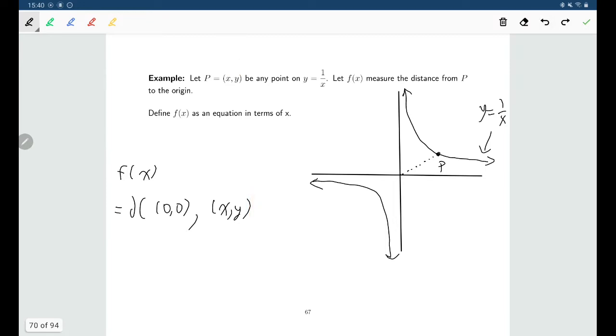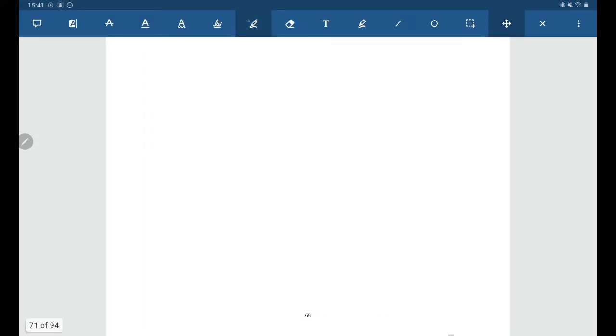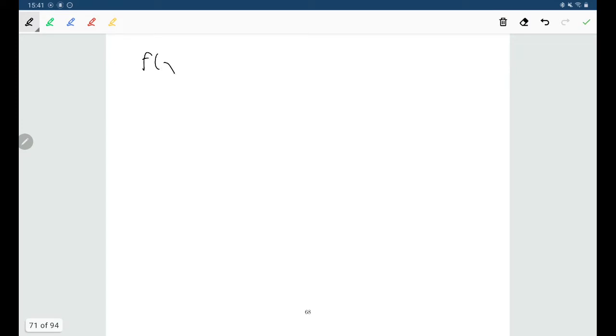So instead of really saying that it's the distance from 0, 0 to x and y, you could say it's the distance from 0, 0 to x and 1 over x. This is how we'll get it from some expression that involves both x's and y's into something that's now just a function of x, something where we will only have x's in our expression. Okay, so now the next part is let's actually do that. We said that we would have f of x being the distance from the point 0, 0 to the point x comma 1 over x.